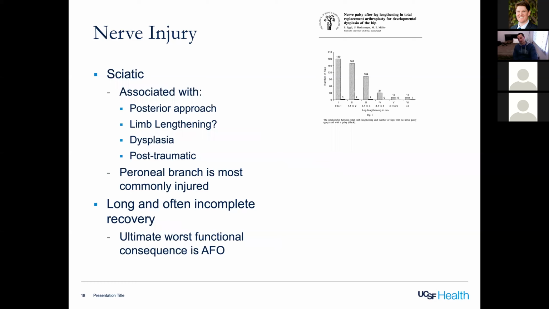It's possible that there's a true and unrelated thing here, where the patients that we have to lengthen the most are the ones that we're also doing the most work with, pulling the most tension on, and are in the hardest, longest cases. And so, by that rationale, there's going to be more nerve injuries. Dysplasia cases certainly have a higher rate of nerve injury, and any post-traumatic case also has a higher rate of nerve injury. The peroneal branch is the most commonly injured. Does anyone know why that is, or why we theorize that is?